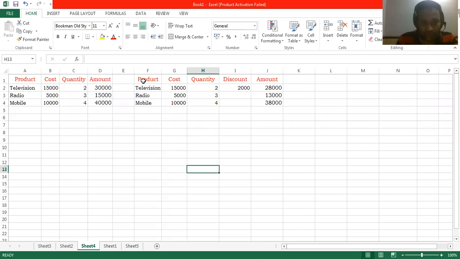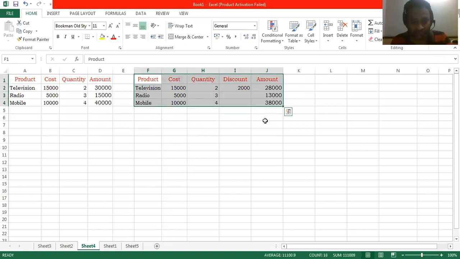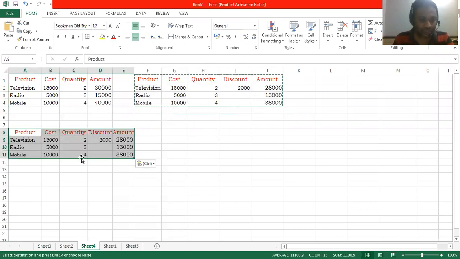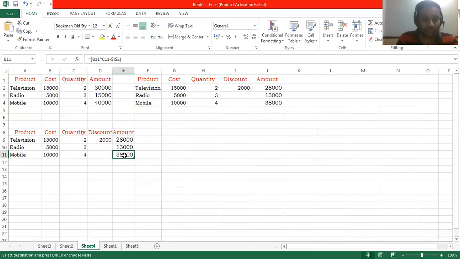For showing mixed referencing, I'm going to use the same data. Control C, and I'm going to copy here, Control V. In mixed referencing, one part of the cell address is absolute and the other part is relative.